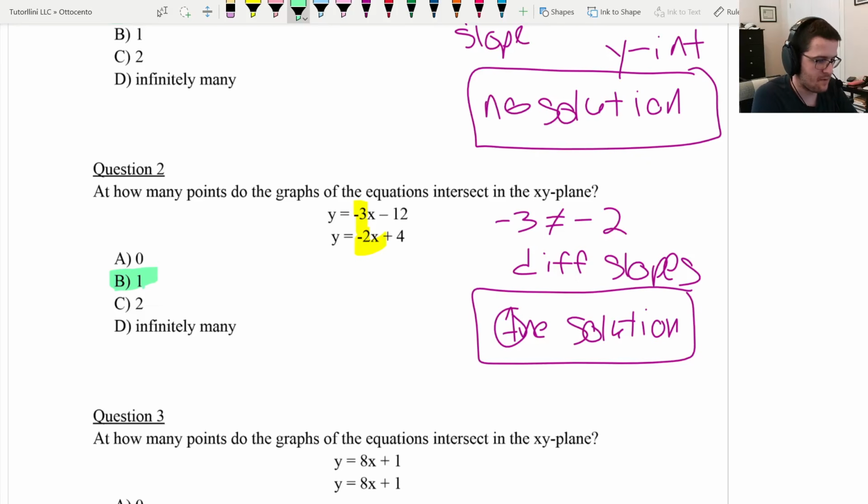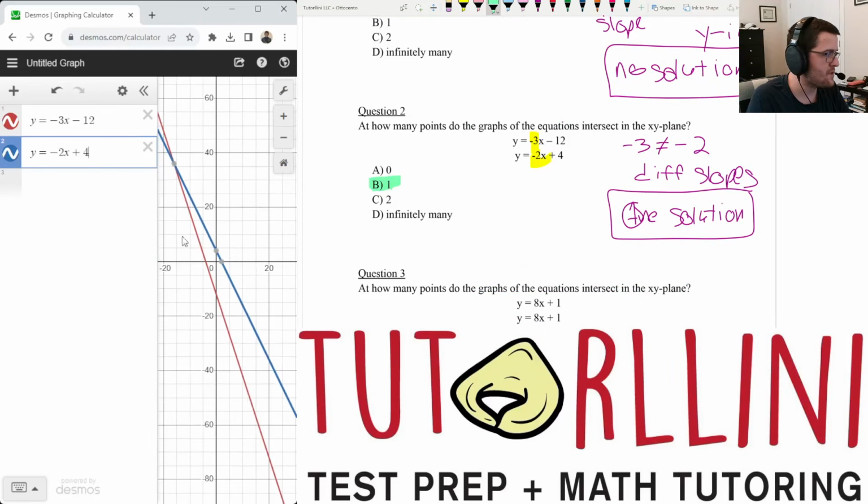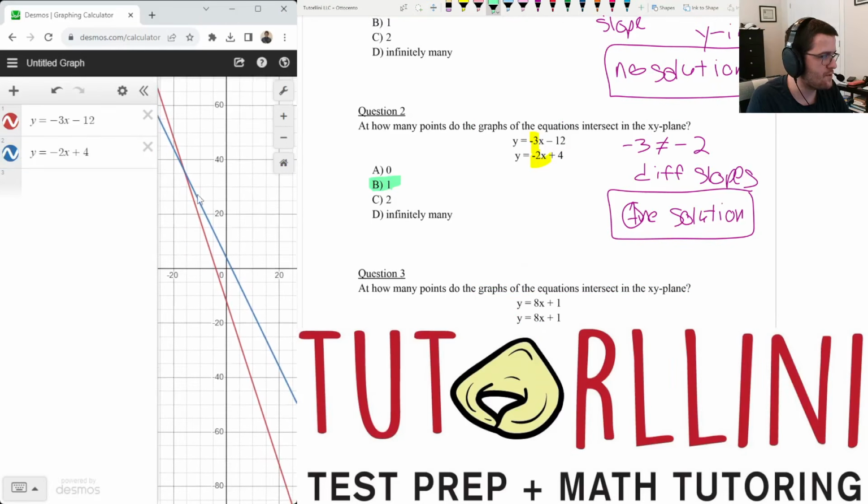And let's see, y equals negative 3x minus 12 equals negative 2x plus 4. If we plot that, you see that these ones do intersect at some point. So we do have one solution. That looks good.